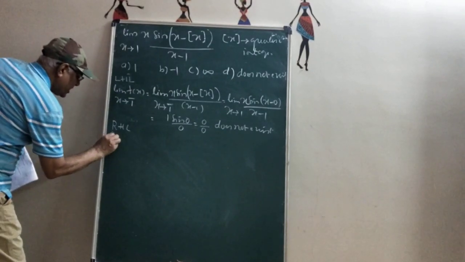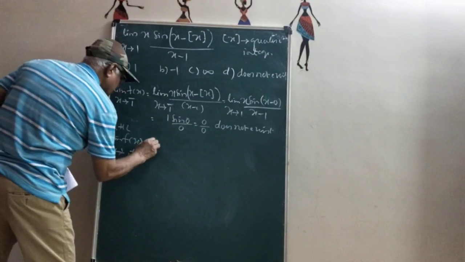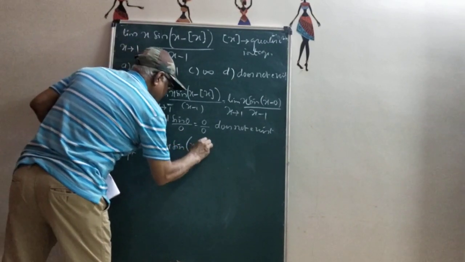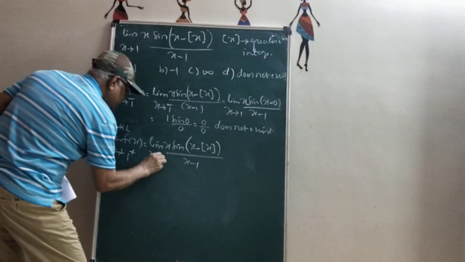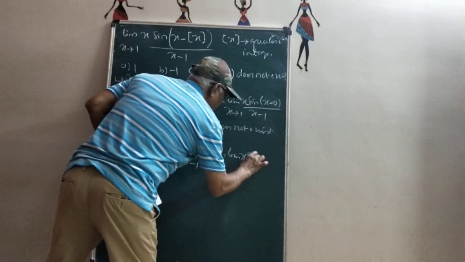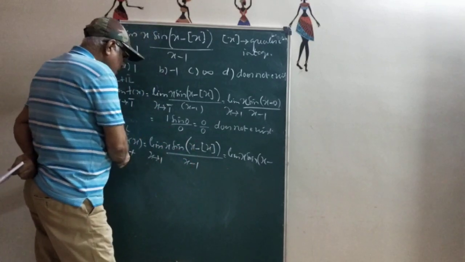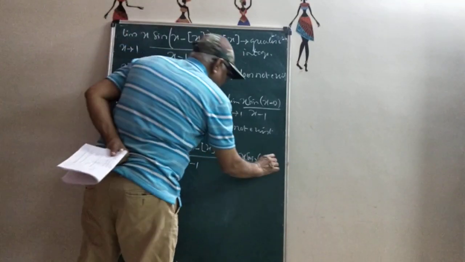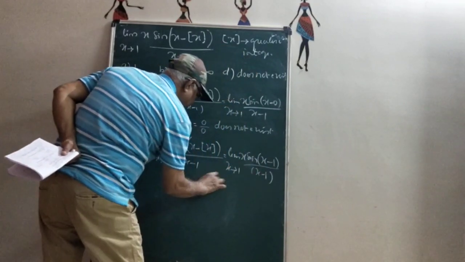So the RHL equals the limit of f of x as x tends to 1 plus, which is the limit of x into sine of the greatest integer x, divided by x minus 1. Now x as it is, sine as it is. Next, the integer greater than 1 without crossing 1 is 1 itself. So x minus 1 divided by x minus 1 as x tends to 1, that is equal to 1.